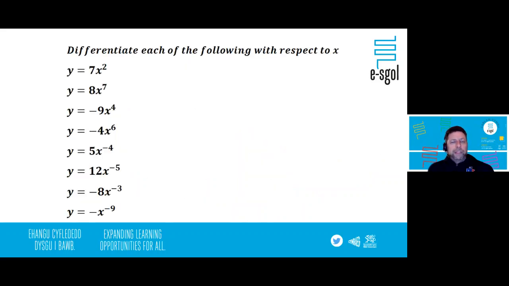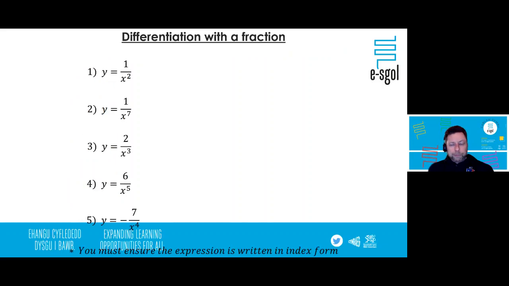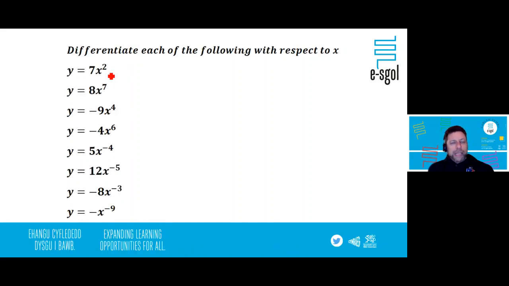Okay, so here's some basic examples. For the first answer, you multiply by the power, 2 7s are 14, and the power decreases by 1. So that would give us 14x. Some people write 14x to the power of 1, but most people write 14x.